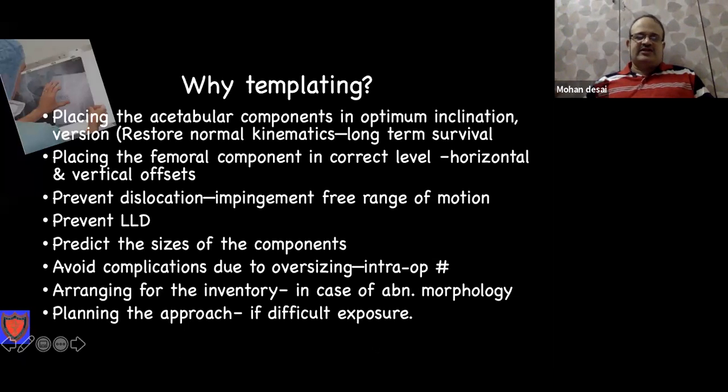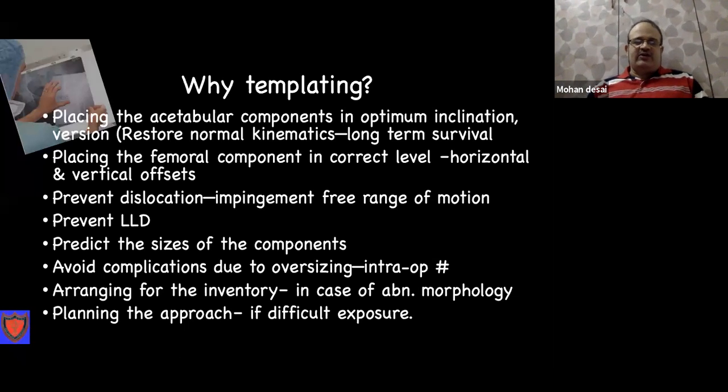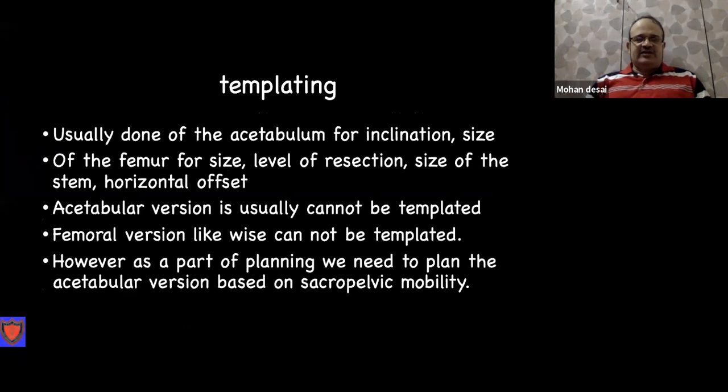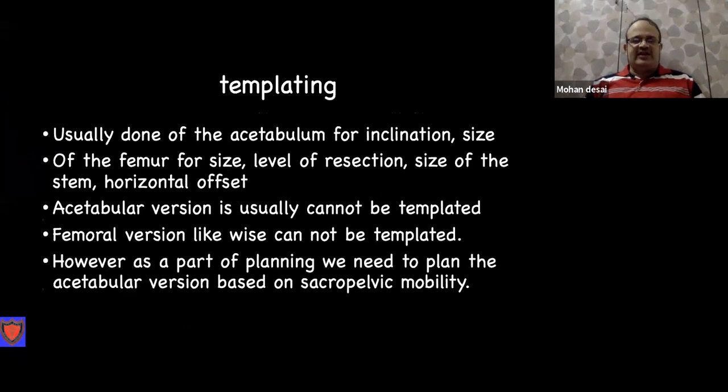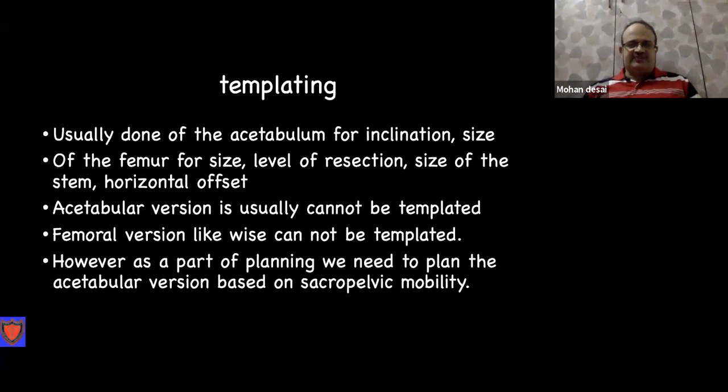For example, if the greater trochanter is overriding and is not allowing a straight approach or access to the medullary canal, you may have to do a trochanteric osteotomy. So this can be anticipated on templating. Usually on the acetabular side it is done for inclination and size, and for the femur it is for the size, level of the resection, size of the stem, and horizontal and vertical offset. So the versions for the acetabulum and the femur cannot be templated, but I will tell you something in the planning, how we can anticipate this.